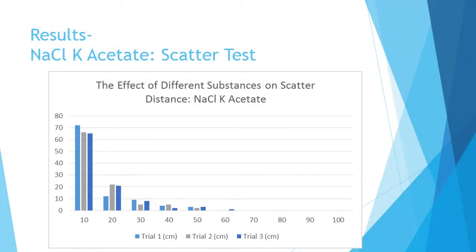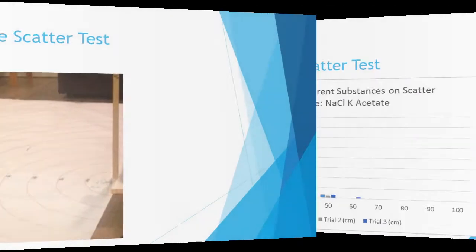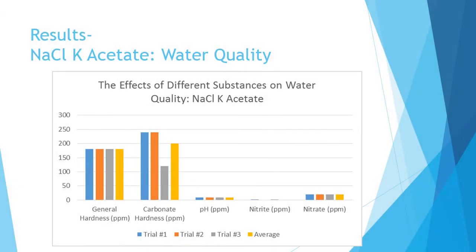The results for sodium chloride potassium acetate from the scatter test were that most of the crystals landed within the 10 centimeter range. There were only a few that landed within the 60 centimeter range. The results for the sodium chloride potassium acetate from the water quality test were that the tests for general hardness, pH, and nitrate were all the same, and the tests for carbonate hardness were a little different.